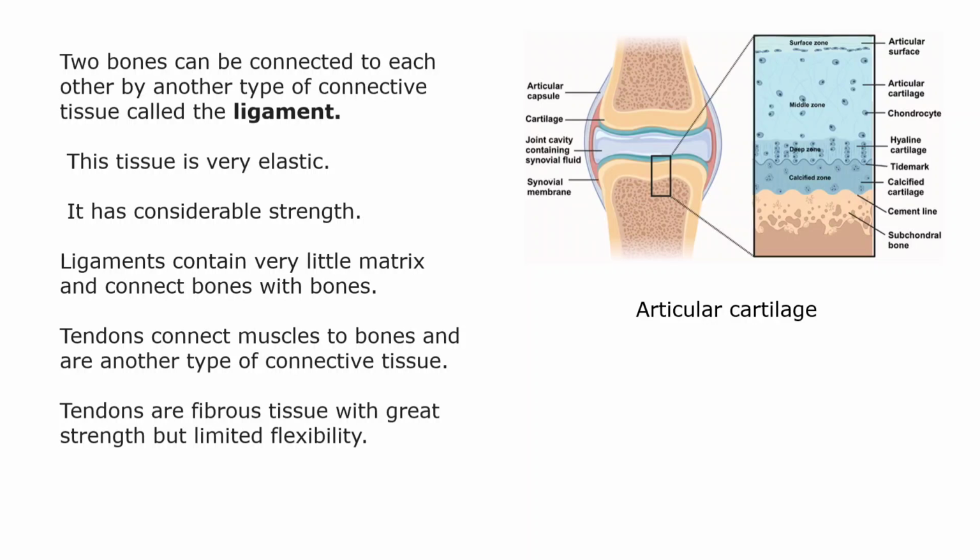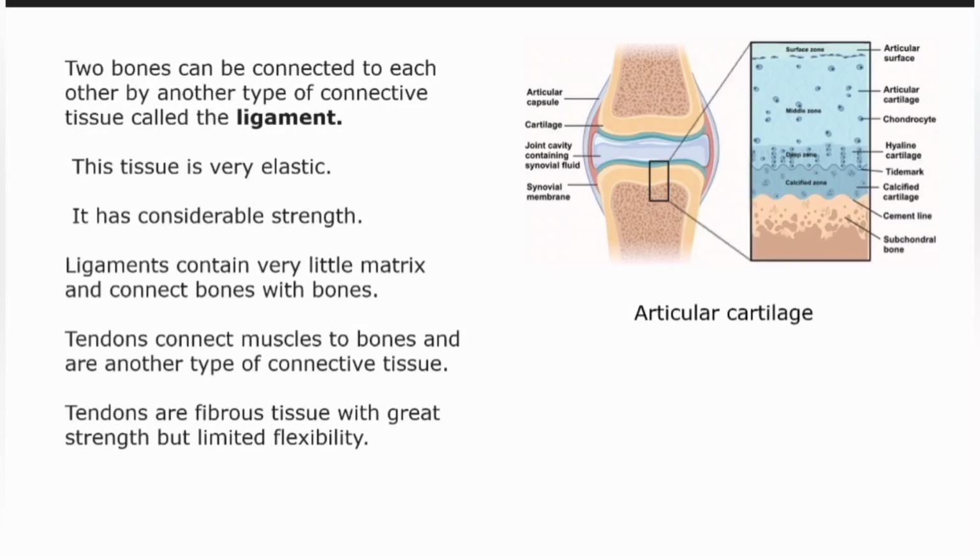Two bones can be connected to each other by another type of connective tissue called ligaments. This tissue is very elastic. It has considerable strength. Ligaments contain very little matrix and connect bones with bones. Tendons connect muscles to bones and are another type of connective tissue. Tendons are fibrous tissue with great strength but limited flexibility.